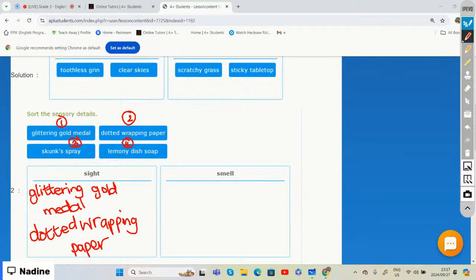If you look at the third one, skunk's spray. Think of a skunk. What is the scent that the skunk leaves? The spray of that skunk. Is it something that we can see or something that we can smell?